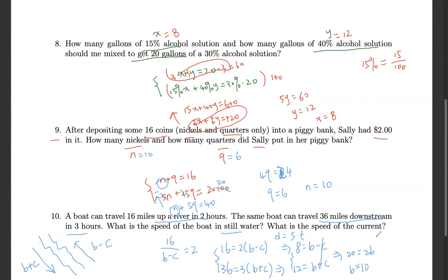What about the speed of the current? We can use either equation to solve for that, right? So this one says 8 equals 10 minus c. So c equals 2, because 10 minus 2 is 8. So the speed of the current is 2 miles per hour. The speed of the boat is 10 miles per hour.